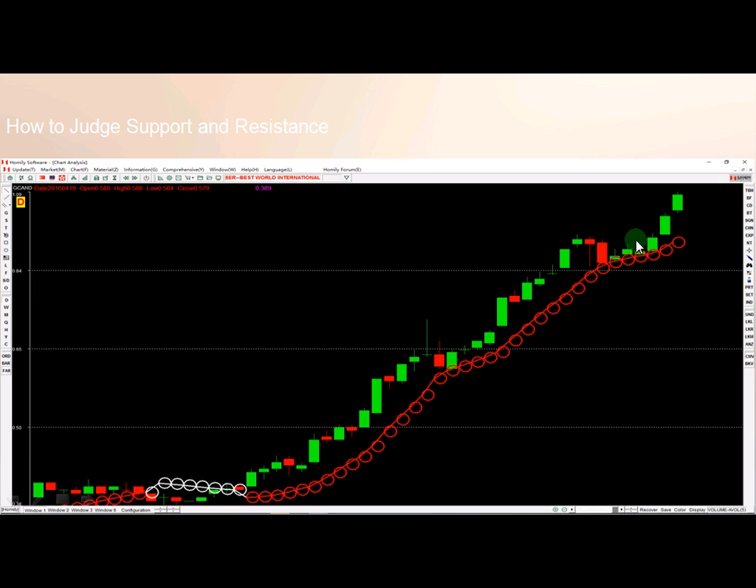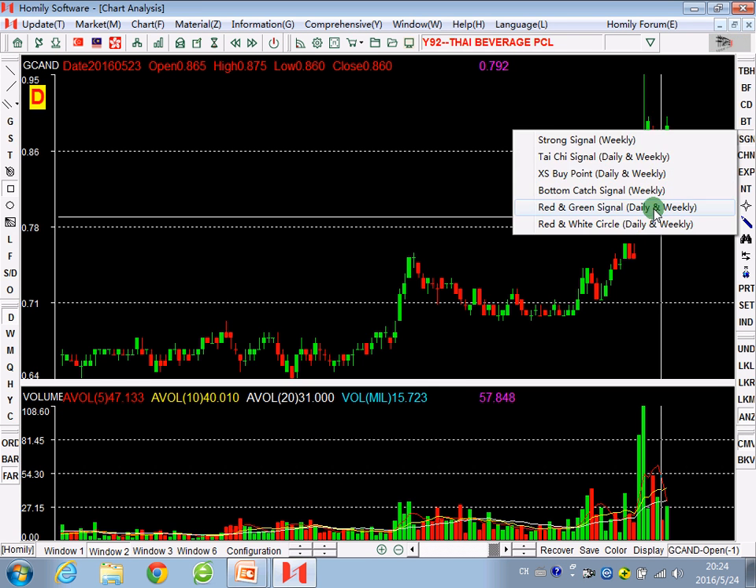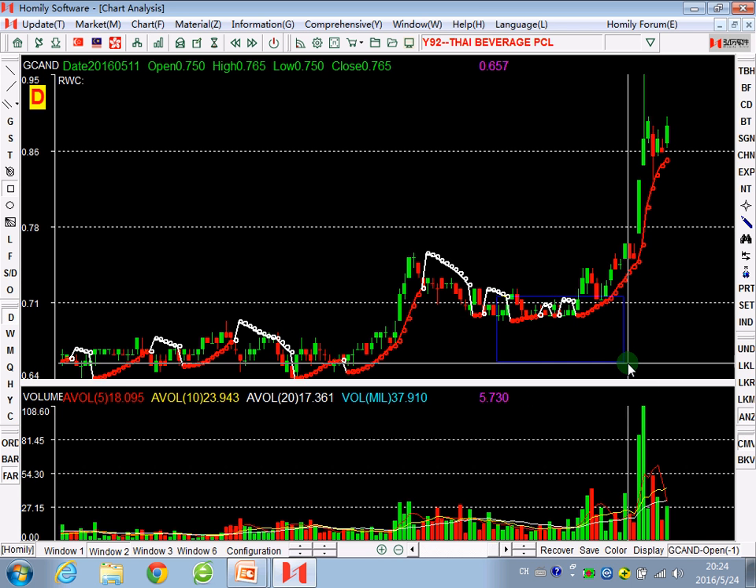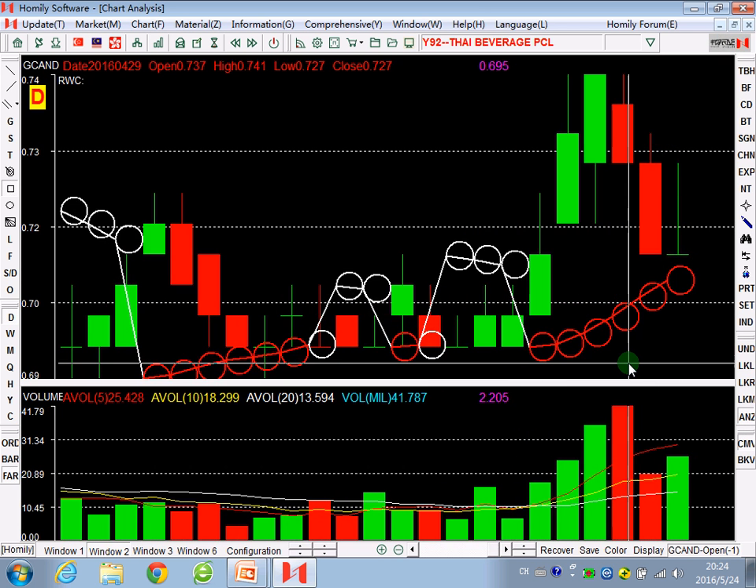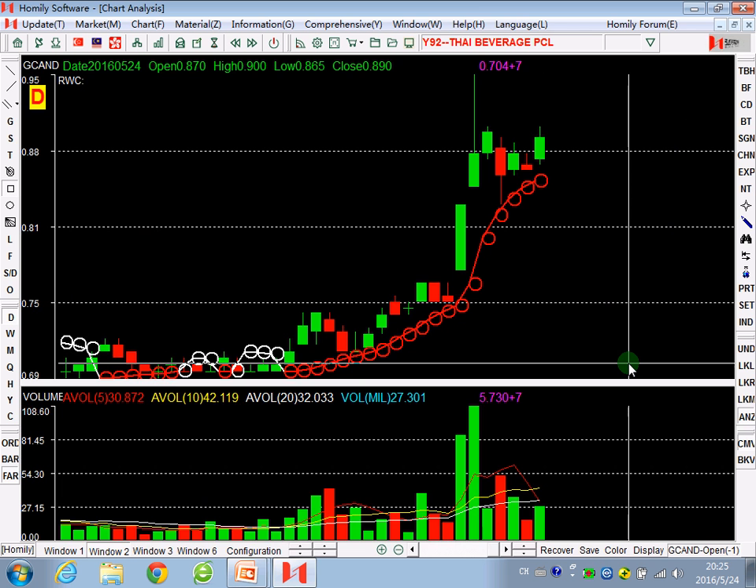So to tell you that red and white circle also can help us to judge where the resistance and support are. Okay, so we can use red and white circle to judge. So we see here, the price just retraced and touched the red circle and got some support. Maybe you have less chance to get in. Then we can see another one.